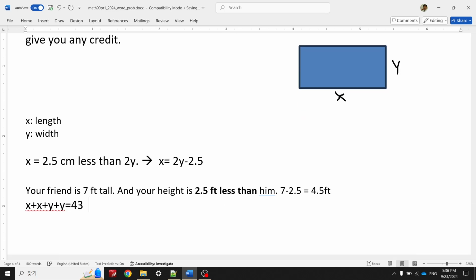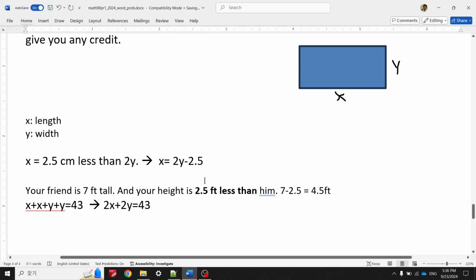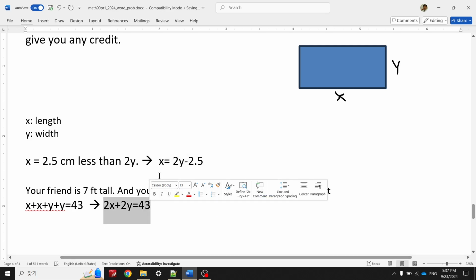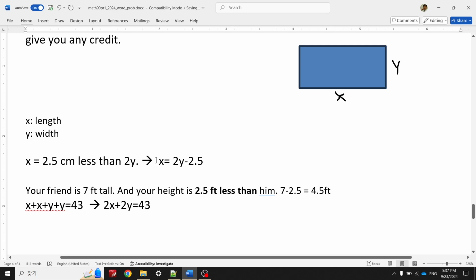Okay. Therefore, what do we have? We have 2x plus 2y equals 43. So that's great because now I have two equations with two unknowns, x and y, which we can solve. How do you solve it? Solve for one variable, plug into the next. Before I said solve for y, but this is too convenient for us to just say x equals 2y minus 2.5. So it's not a good idea to solve this for y.